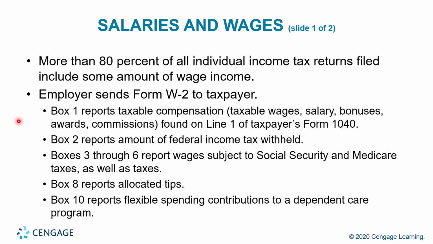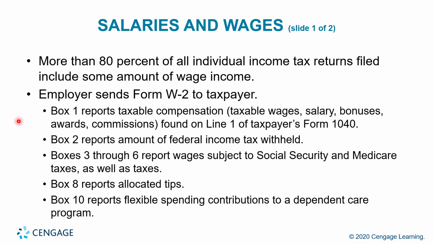So box 1 represents taxable compensation. That's your taxable wages, salaries, bonuses, awards, compensation. And this number normally goes on line 1 of the taxpayer's 1040. Box 2 reports the amount of federal income tax withheld during the year by your employer and sent into the IRS. Box 3 through 6 report wages subject to Social Security and Medicare taxes, as well as those taxes.